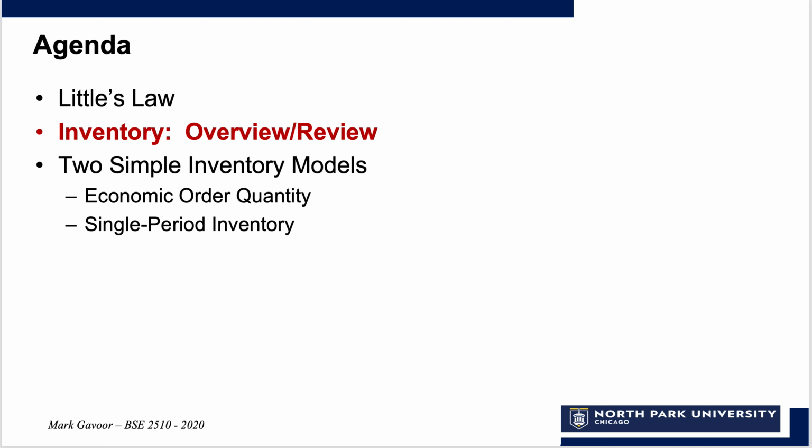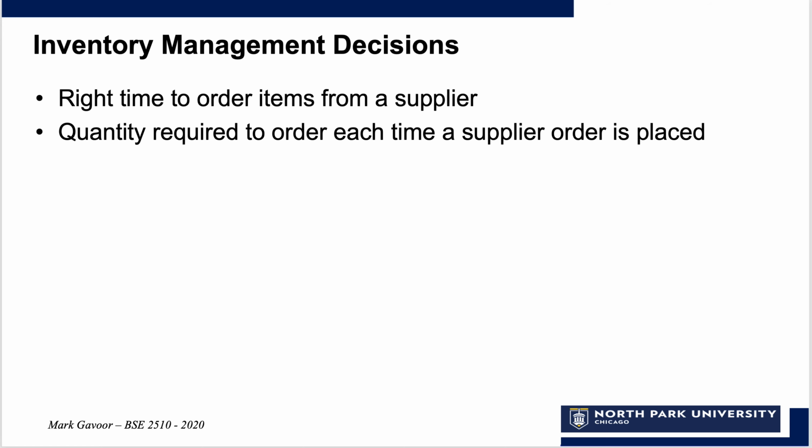Now let's look at inventory. First, we're going to start with an overview and review of what we've talked about before. Inventory management decision: the right time to order items from a supplier, or the right time to produce goods yourself, and the quantity required to order each time a supplier order is placed, or the quantity of items required to produce each time you have a production order in place.